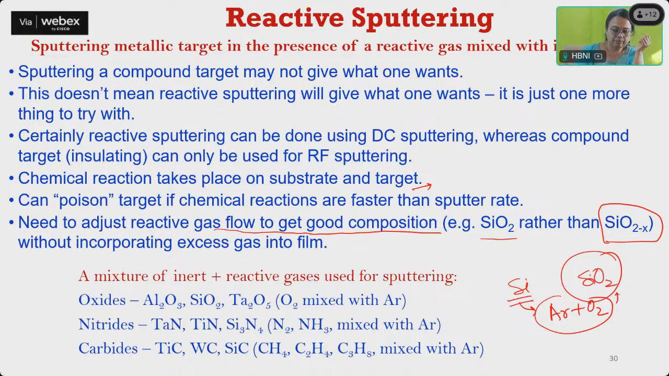Just as examples, for the formation of oxides like alumina, silicon oxide, tantalum oxide, oxygen is mixed with argon. For nitrides, we use either nitrogen, or ammonia gas can also be mixed. For carbides, we can use methane and other hydrocarbons, for the formation of silicon carbide, tungsten carbide, etc.